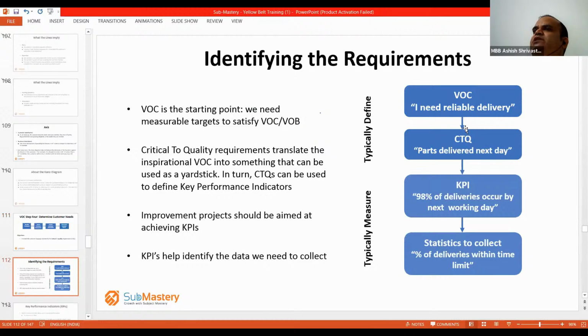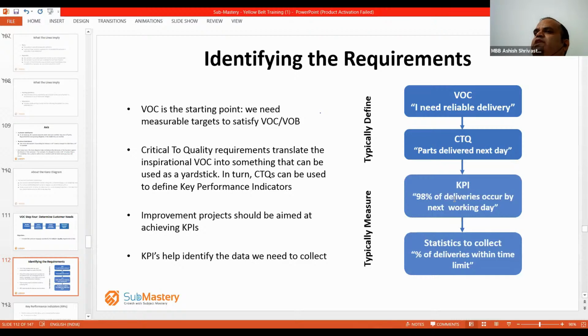Identify the requirements. Basically, first you get the voice of customer, then you convert it into CTQ, and you can also express it through KPIs and collect the data statistically. Voice of customer is the starting point. We need measurable targets to satisfy the voice of customer and voice of business. Critical to quality requirements translate the aspirational voice of customer into something that can be used as a yardstick.